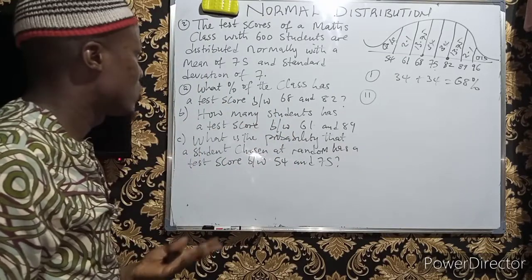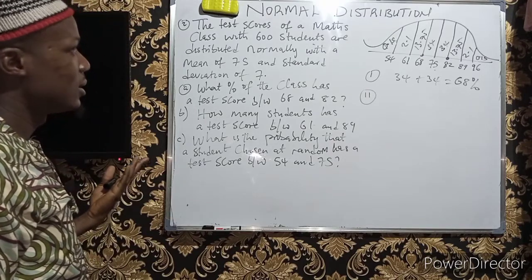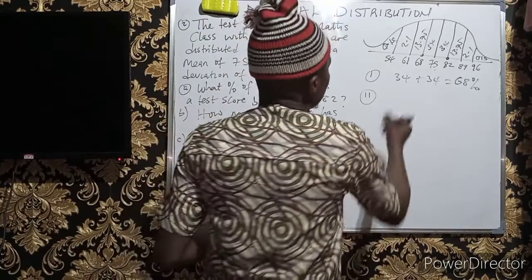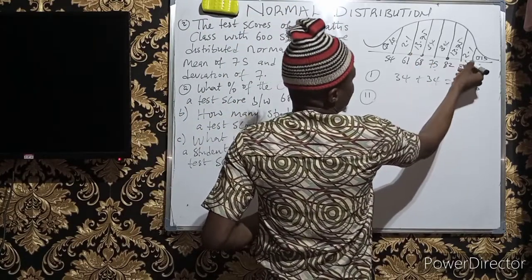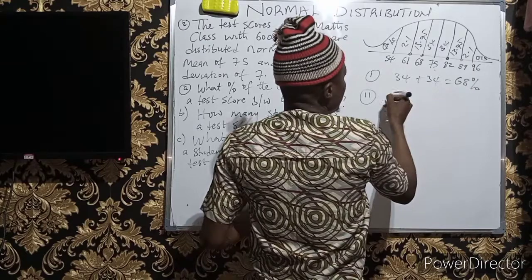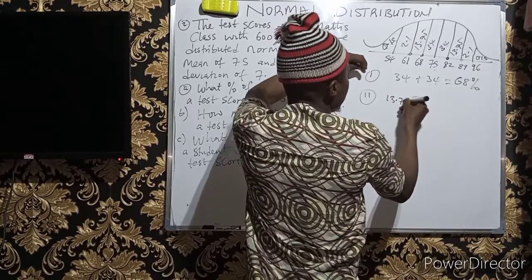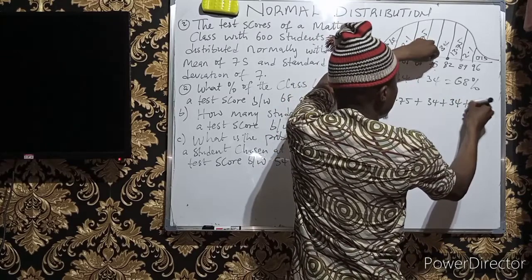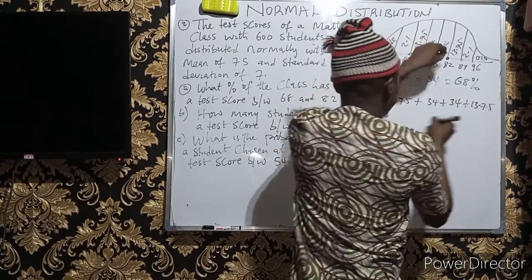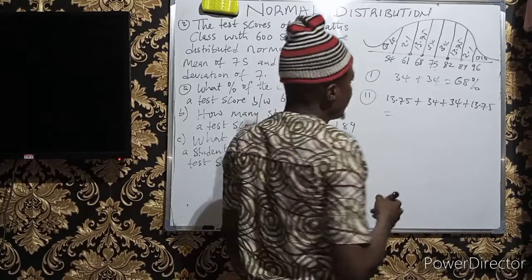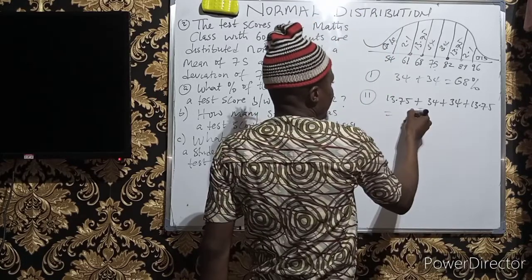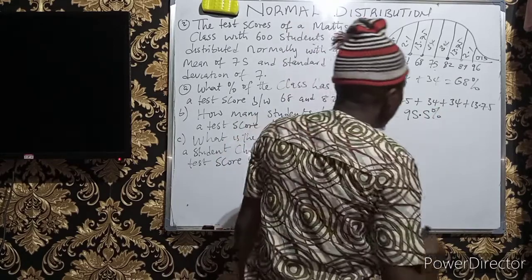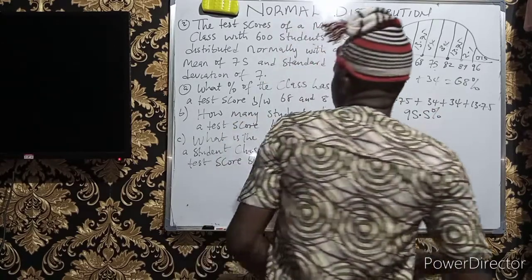Okay, the second one says, how many students has a test score between 61 and 89? First of all, let us get test scores between 61 and 89. Look at 61 here and look at 89 here. So you add up 13.75 plus 34 plus 34 plus 13.75. When you add up, this should be giving us 95.5%.